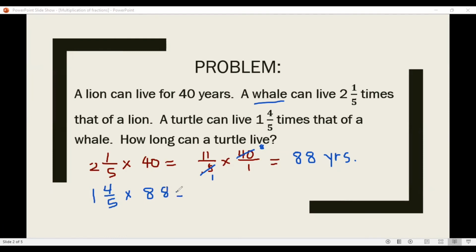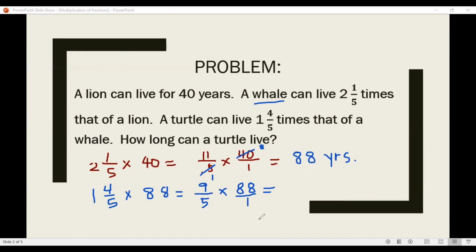Okay, so again, the mixed number here will have to be changed into its improper form. So that means to say 5 times 1 plus 4 is 9. So 9 over 5. Okay, and then we are going to multiply this by 88. So if you are going to notice this, we cannot cancel anything. Okay, so this one becomes 88 over 1. So what are we going to do? We will simply multiply. So there are cases wherein we cannot cancel anything. Therefore, we go directly to the multiplication procedure.